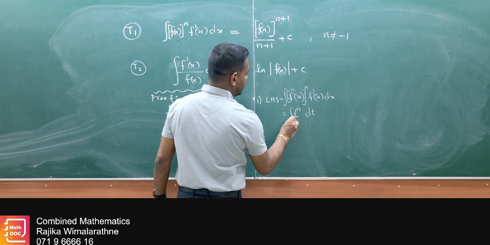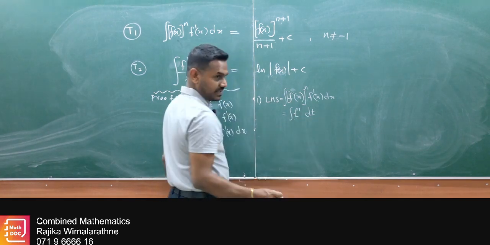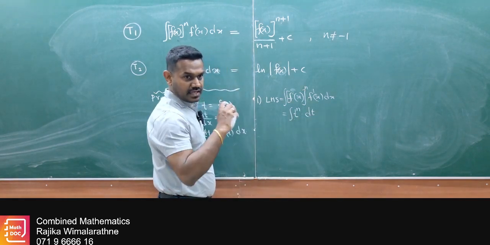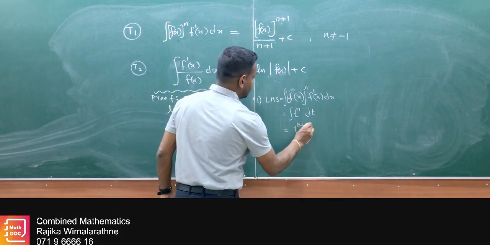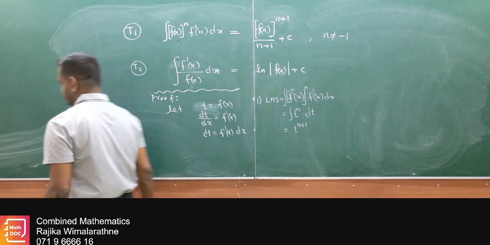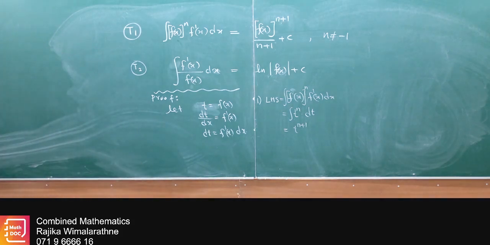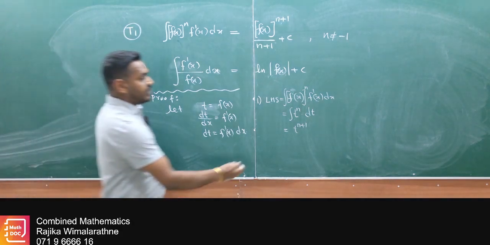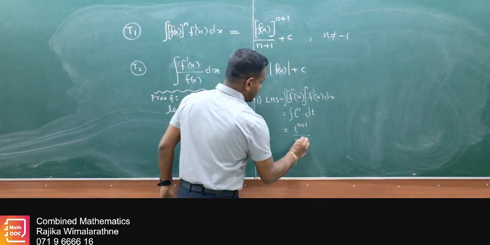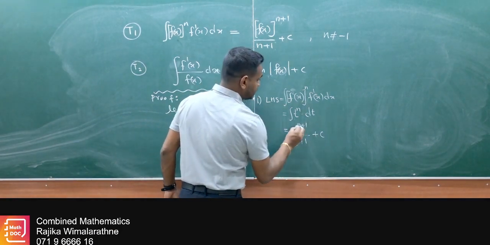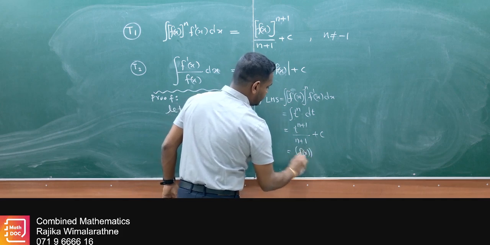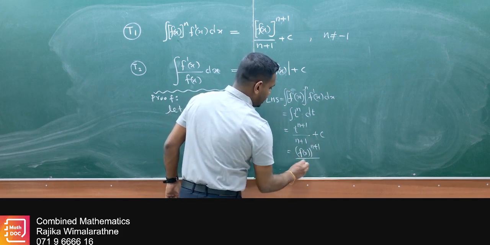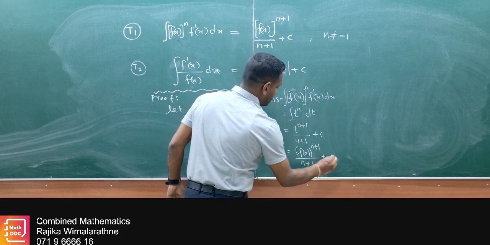Then it is the x to the power n type dx integral, the same original one as before. Then t to the power n plus 1 over n plus 1 plus c. Now replace t by f(x). That's why I told you f(x) to the power n plus 1 divided by n plus 1 plus c.